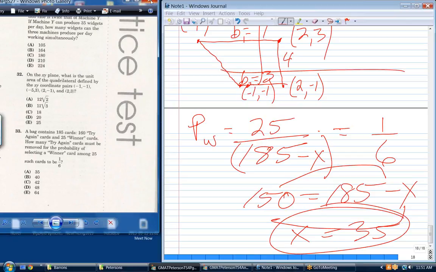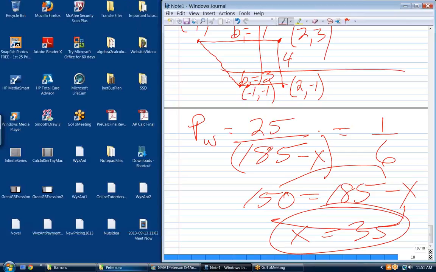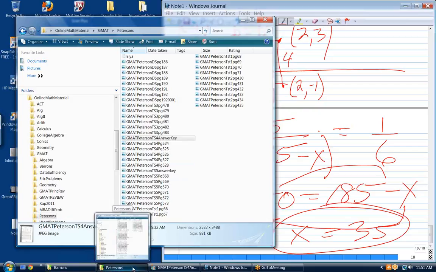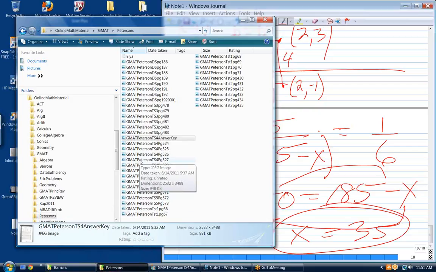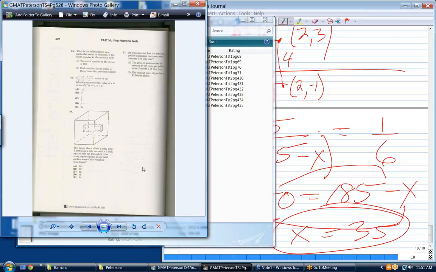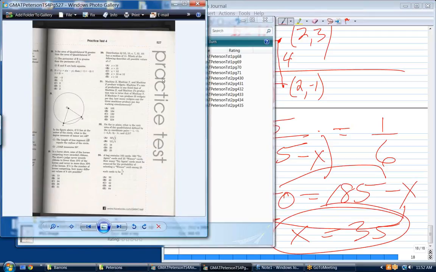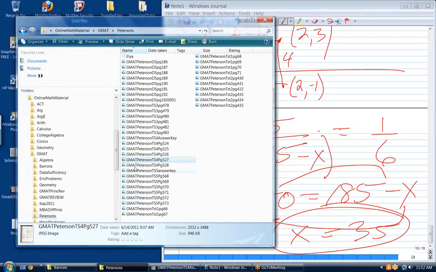I gotta go to another page here. Maybe we'll get some. No, I'm not sure what page I was on here. What was that part? Was that 33? I think it was. Yeah. Okay.